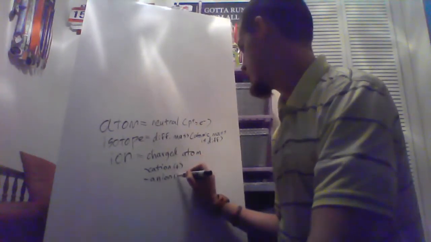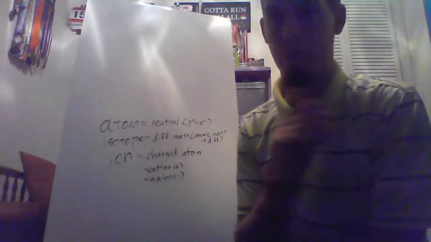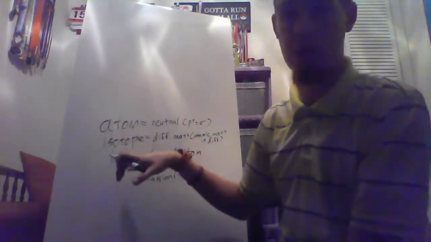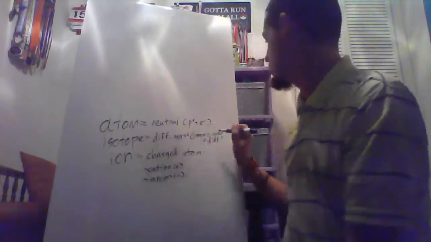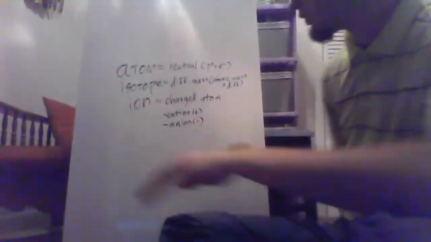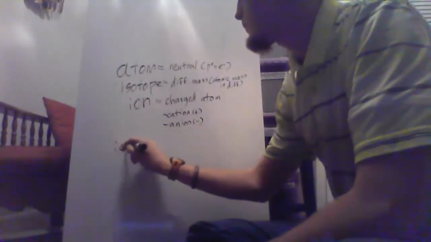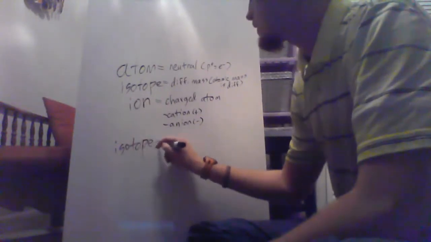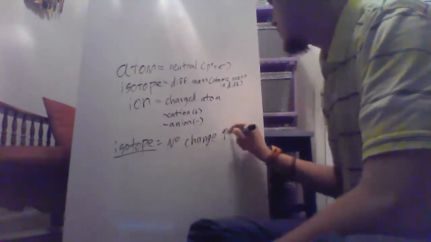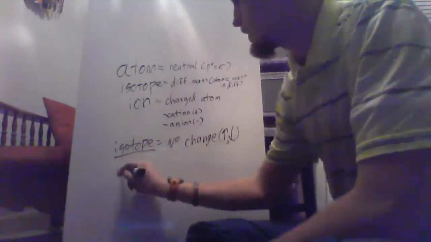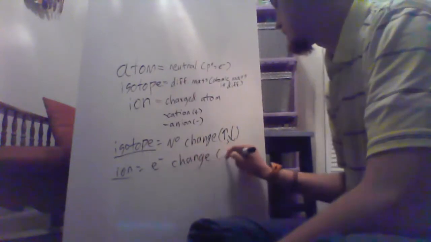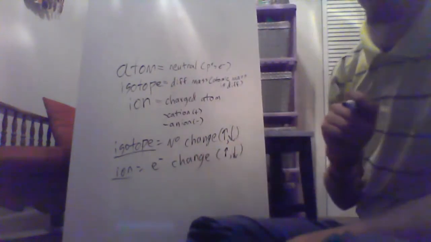Cation positive, anion negative. So with this, really the key thing is, can you keep these two apart? These are the two that people flip sometimes. An isotope is going to have a different mass. So again, the neutrons are different. With an isotope, the neutrons change, again, up or down. And then with an ion, the electrons change, again, up or down. Protons never change.